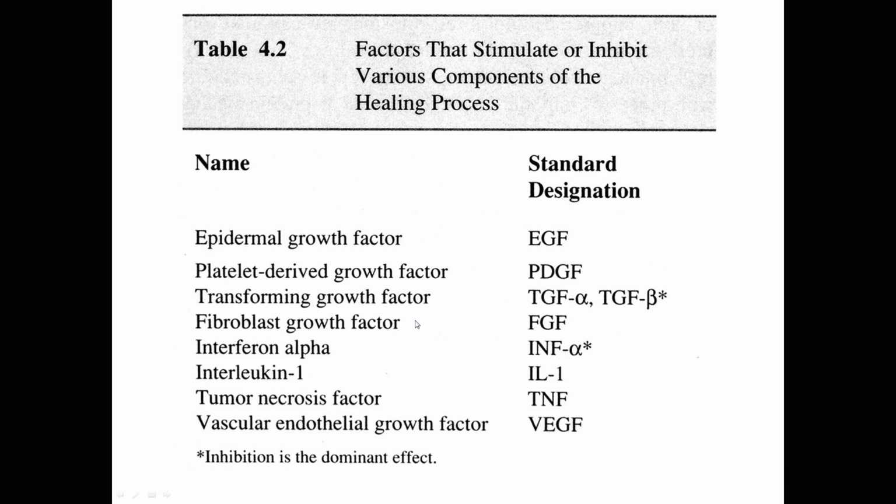The healing process is under regulation of several hormones and cytokines, regulatory factors. The most important among them are shown here: the epidermal growth factor, platelet-derived growth factor, transforming growth factor. Especially the transforming growth factor B is inhibitory, not stimulatory. The interferon alpha is also inhibitory. All others are stimulatory, including the well-known interleukin-1 and tumor necrosis factor.